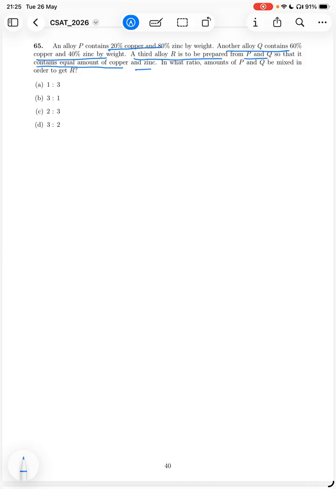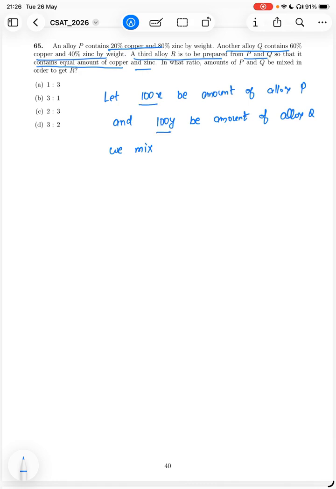So in order to make this calculation easy, let 100x be the amount of alloy P and 100y be the amount of alloy Q we mix. You can start with x and y, but ultimately the ratio x to y and 100x to 100y will be the same. But if you start with 100x and 100y, the calculation becomes very simple.